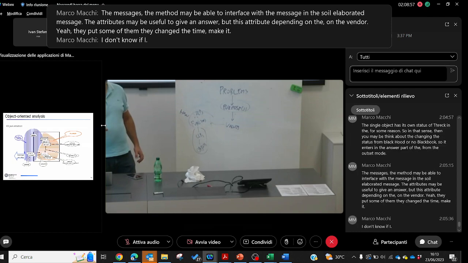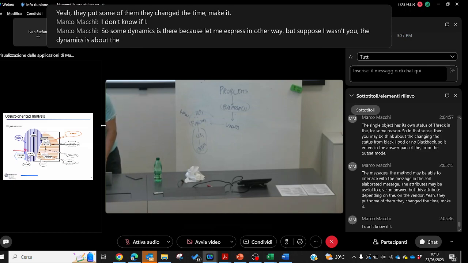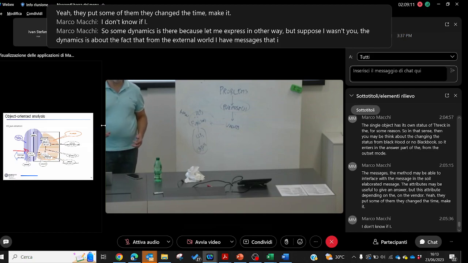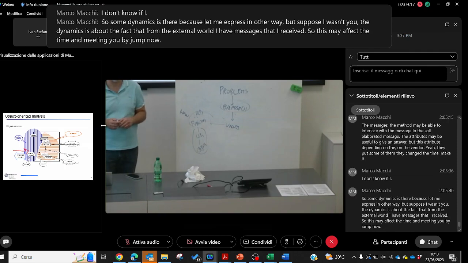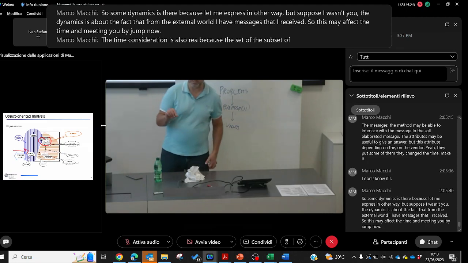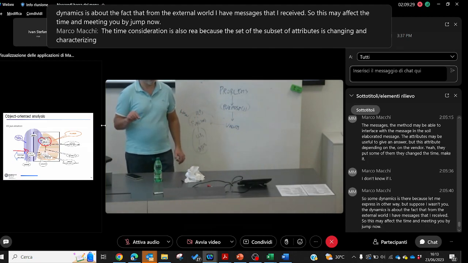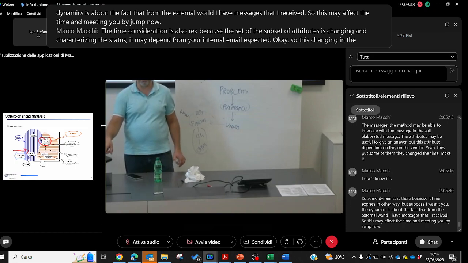So some dynamics is there. Let me express it in another way. The dynamics is about the fact that from the external world I have messages that are received, and this may happen through time. I'm meeting you by chance now, not in another place. The time consideration is also here because a subset of attributes is changing and characterizing the status. It may depend on your own internal event or the external. Okay? So this change in the status is tracked by the object.